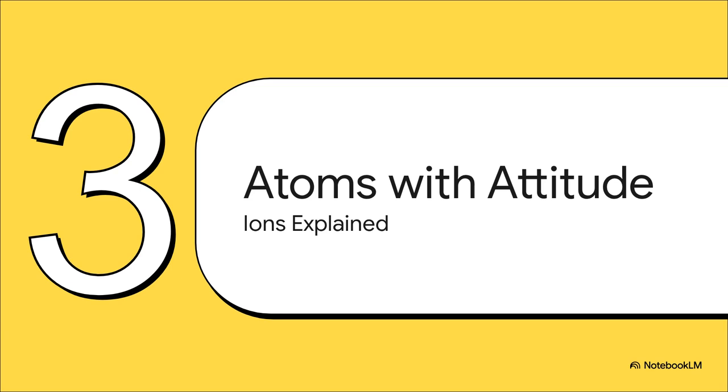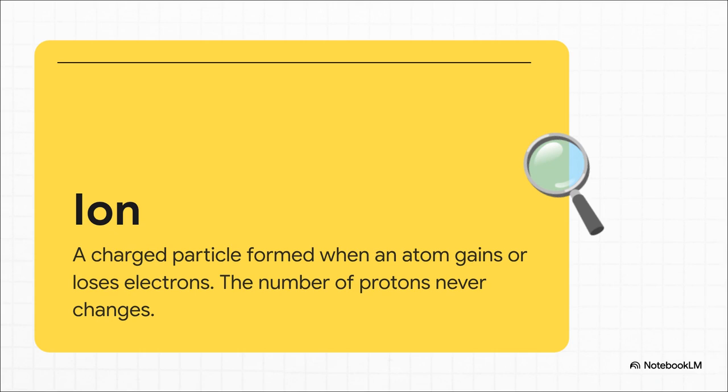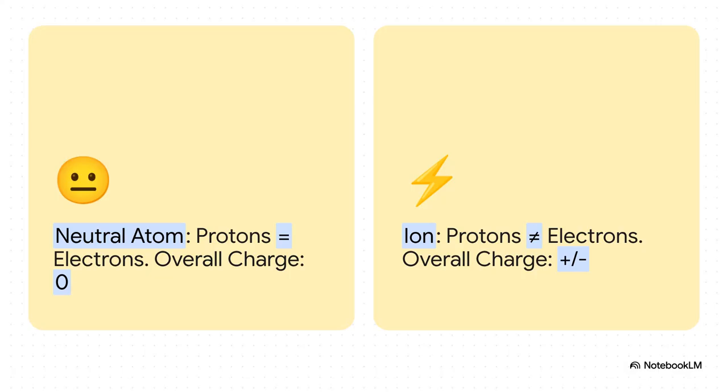Atoms aren't always neutral. What happens when they start messing around with their electrons? Well, they become an ion. An ion is simply an atom that has an overall electrical charge. And here is the number one most important rule you have to remember. An atom becomes an ion only by gaining or losing electrons. That's it. The number of protons in the nucleus is locked in. It never, ever changes.